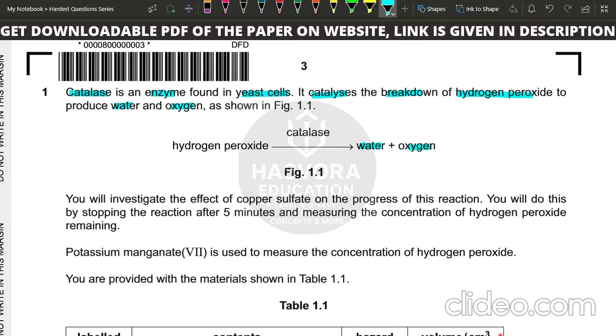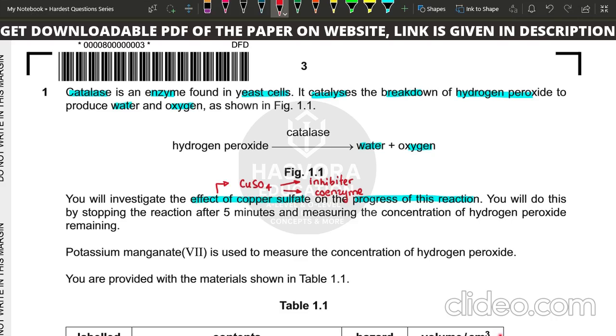Now they are telling you that you will investigate the effect of copper sulfate on the progress of the reaction. Why are we investigating the effect of copper sulfate? What is copper sulfate doing here? There are two possibilities when you are doing this type of question. It can either be an inhibitor, which will stop or decrease the activity of the enzyme catalase, or it can act as a coenzyme, in which case it will accelerate the reaction, or the reaction will not be possible without it.